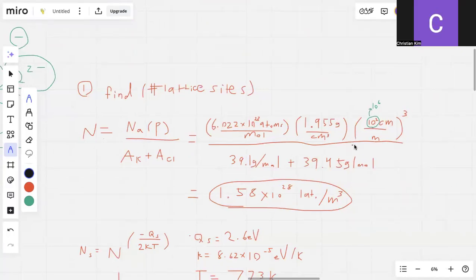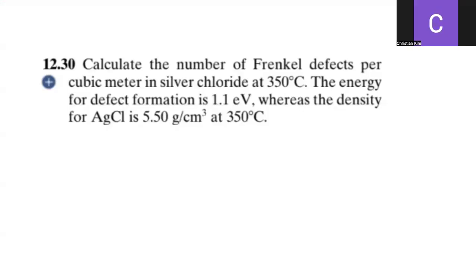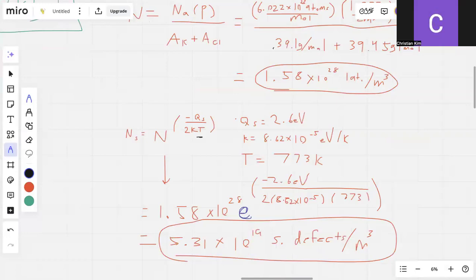So remember, make sure you have this conversion factor because we're being asked to do this in cubic meters. The density changes. In this case, it's going to be 5.5 grams per centimeter cubed. Avogadro's number does not change, and these values over here change because we're dealing with chlorine, so chlorine stays the same, but silver has a mass of 108 grams per mole. And then remember, T changes because it's 273 plus, in this case, 350 degrees Celsius, which gives us 623 Kelvin, and k stays the same, and Qs is no longer Qs, but QF, which is the energy of formation for Frenkel defects.